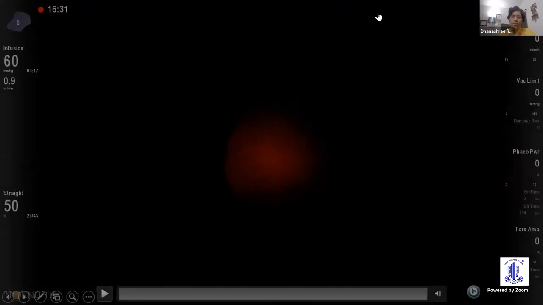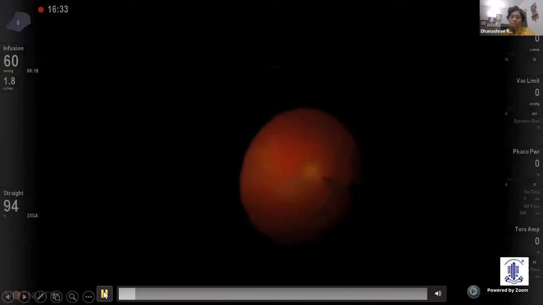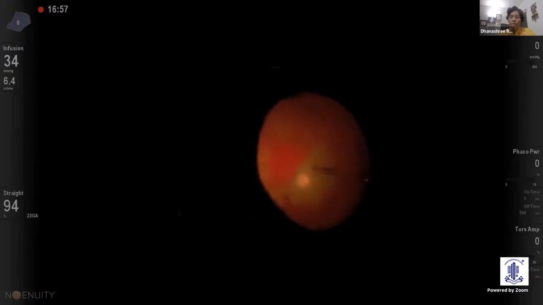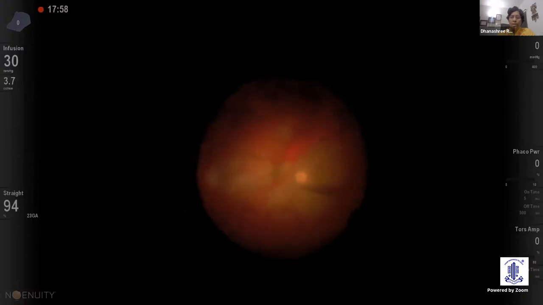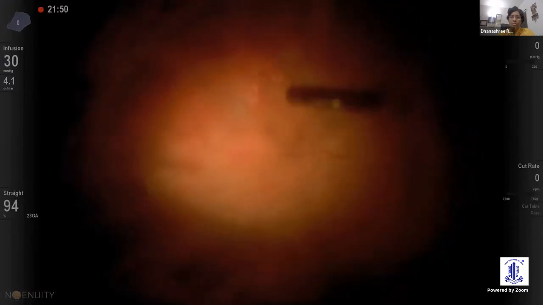So for vitreous lavage, you can do a pars plana vitrectomy, whichever gauge you choose. I generally do 23 gauge. After switching on the infusion cannula, you use the fluid needle and keep it under the pupillary area and aspirate the blood. Once the initial blood is cleared, you can see the view. And here you can see the preretinal hemorrhage has been removed.